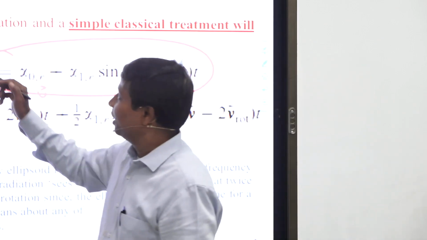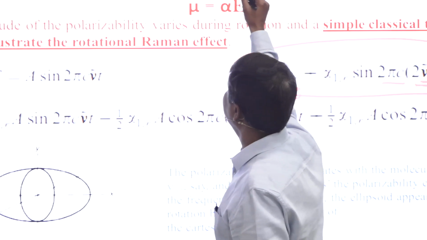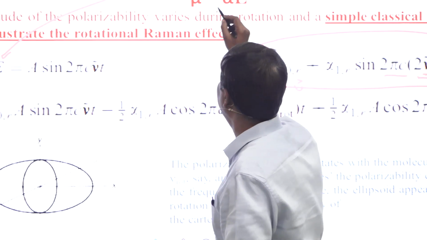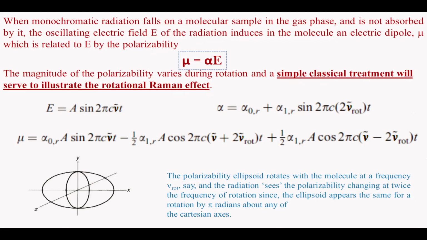Now, if you put this E and this alpha, these 2 expressions, and then just elaborate. The 2 sine terms can be expanded in terms of cos A plus B, cos A minus B. Then you have 3 terms, because the first one with this one will be this one.